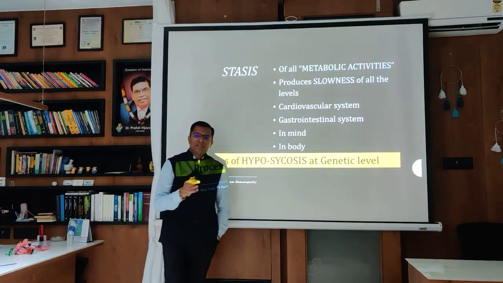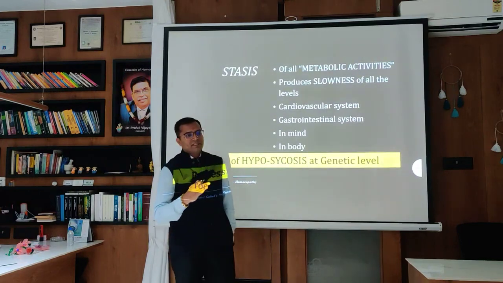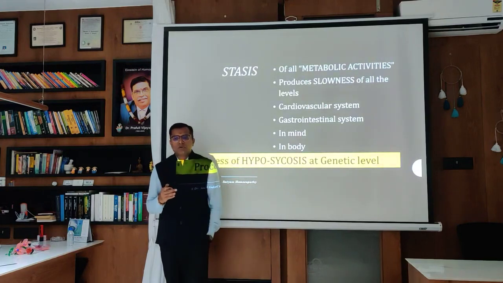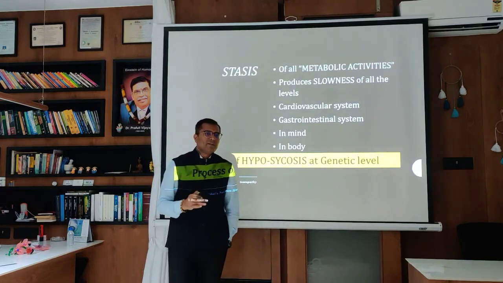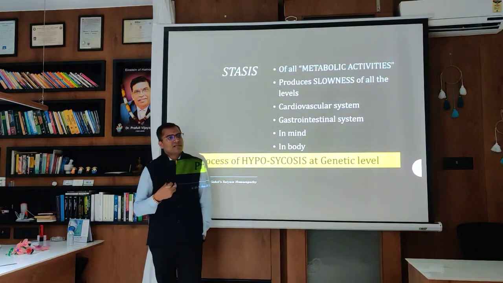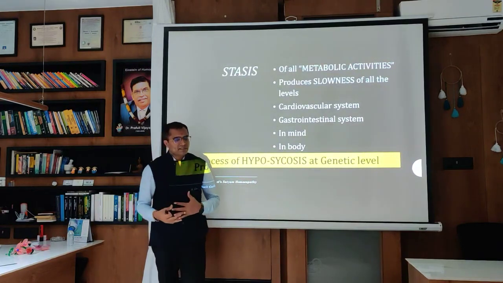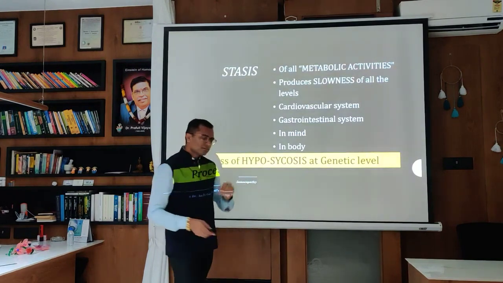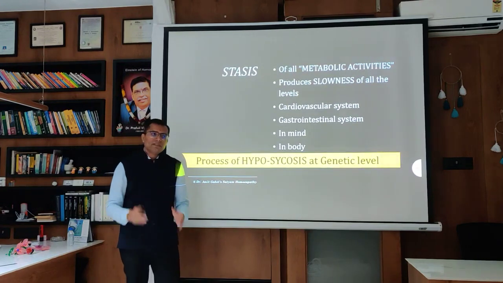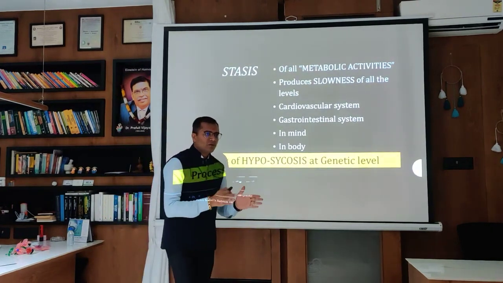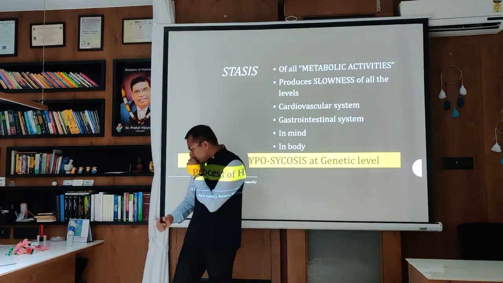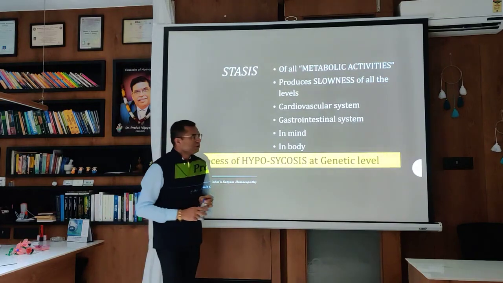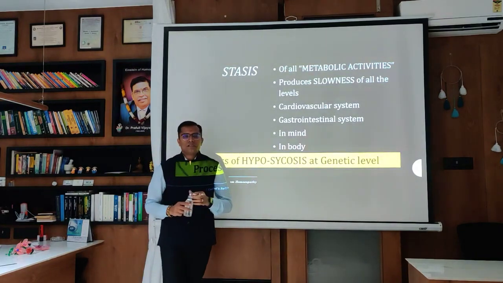Now what does stasis represent? Stasis of all metabolic activity. So most of our metabolism goes into slowness. It produces slowness at different levels, specifically in our major systems, the cardiovascular system, the gastrointestinal system, and in the body as well as in the mind. So it represents the miasm hypopsychosis, the process of hypopsychosis at the level of genetics.